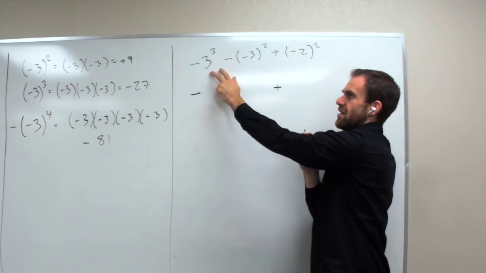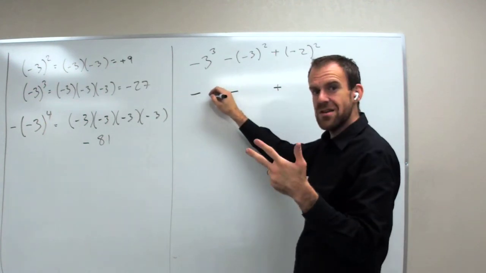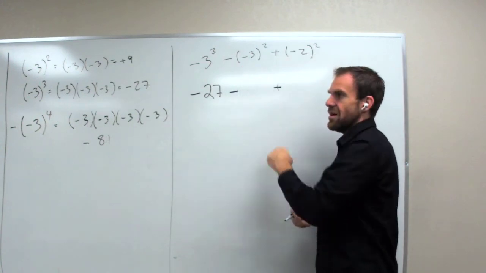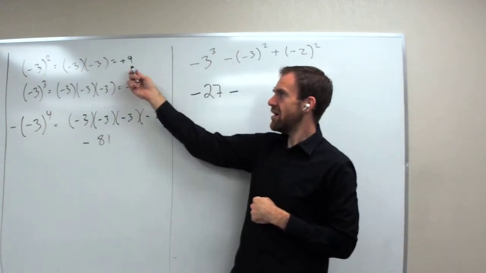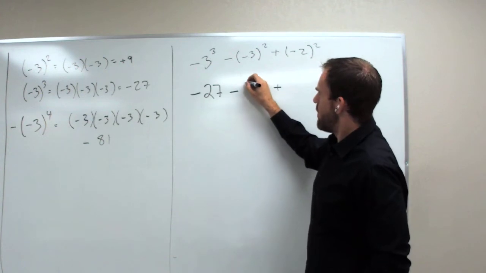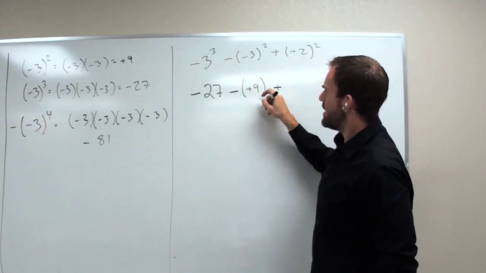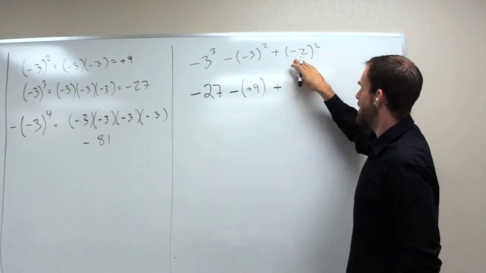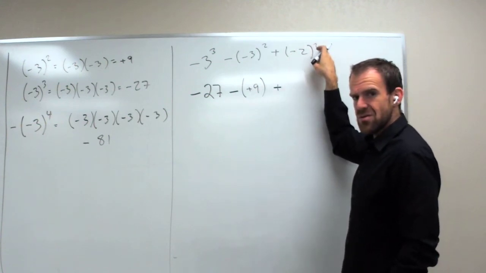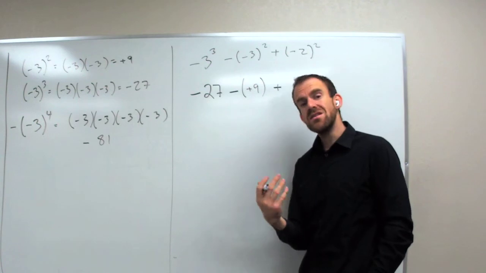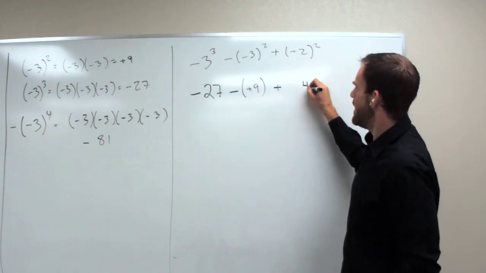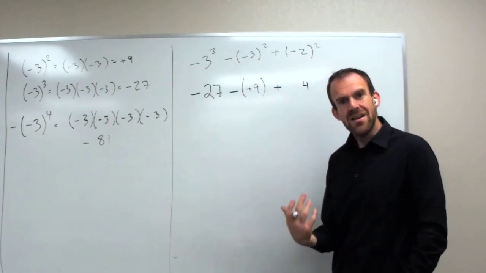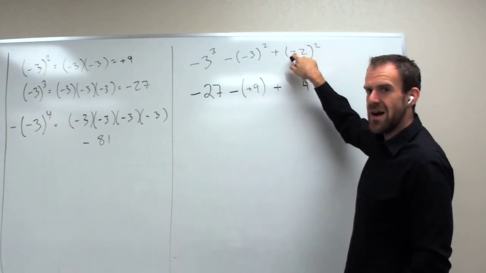Now I'm going to evaluate 3 cubed, 3 times 3 times 3, which is 27. Negative 3 squared, we already did that one, right? It's right here, positive 9. And I'm going to leave that one in parentheses because that one's a little strange. And I'm going to leave this one, well, let's see, negative 2 squared. 2 times 2 is 4, so I know it has a 4 in it. Is it going to be negative or positive? That's right, it's going to be positive because I have 2 minus signs.